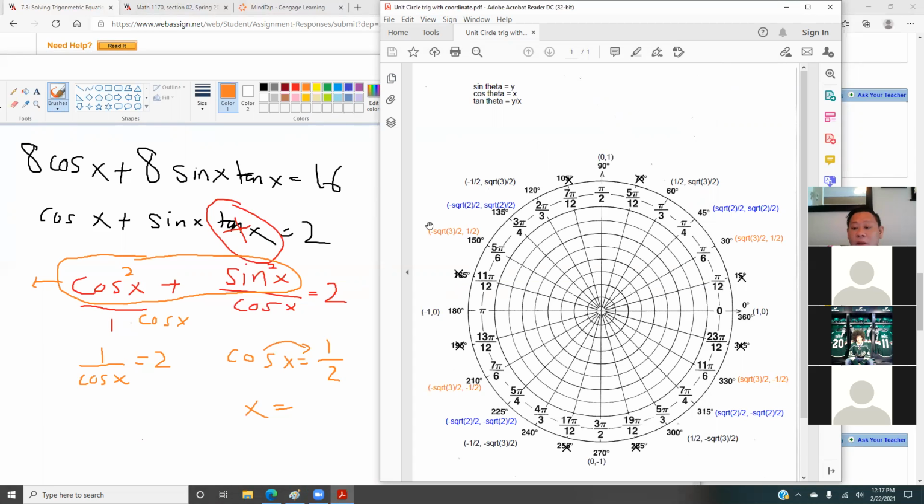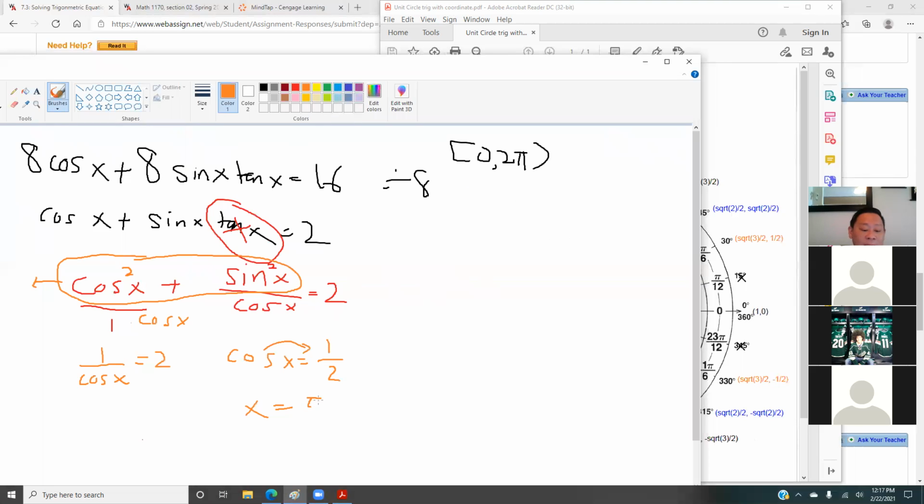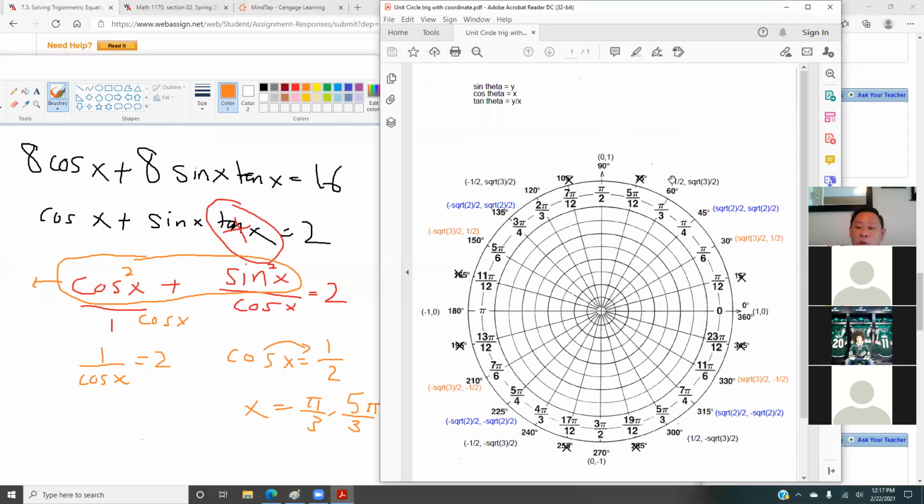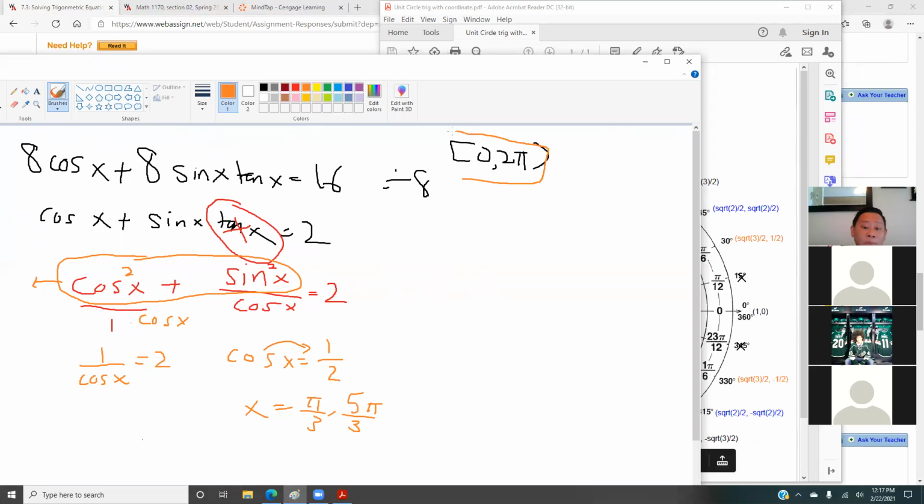In radians, pi over 3 and 5 pi over 3. So your answer in this case is pi over 3 and 5 pi over 3. And you do not need to add n pi here because your answer is in this form.